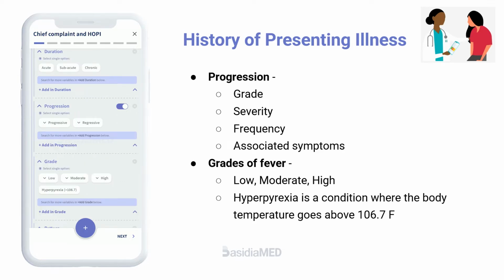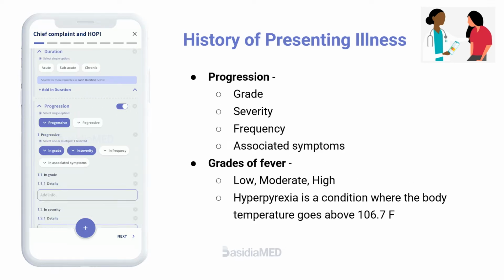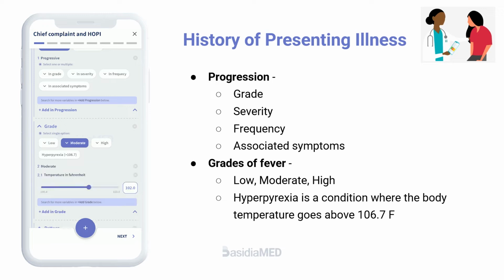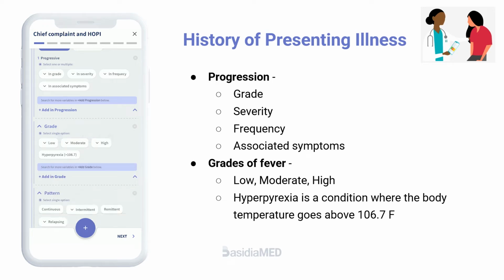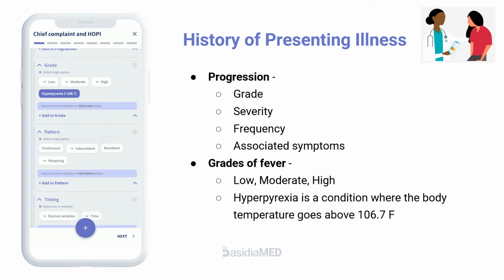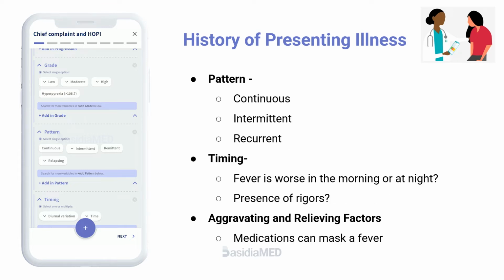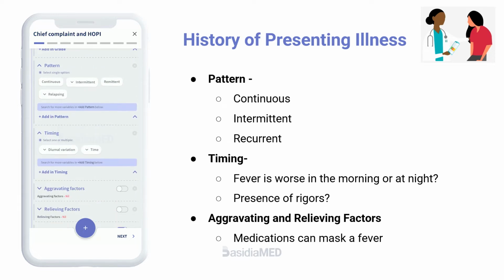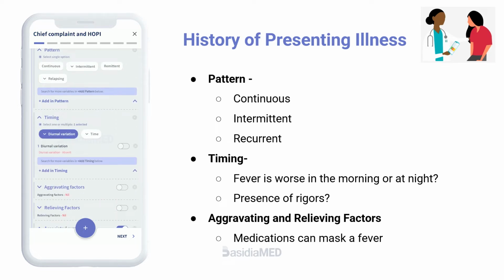Document the progression of fever in terms of grade, severity, frequency, and associated symptoms. Grades of fever include low, moderate, and high. Hyperpyrexia is a condition where the body temperature goes above 106.7 degrees Fahrenheit. The pattern of fever should be described as continuous, intermittent, or recurrent. Ask whether the fever is worse in the morning or at night.